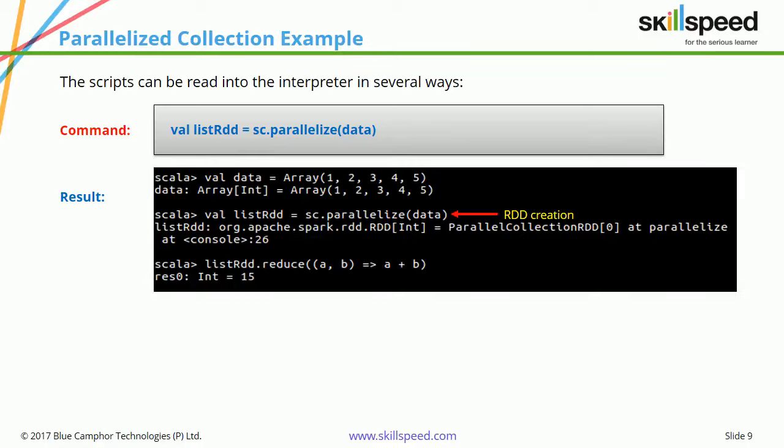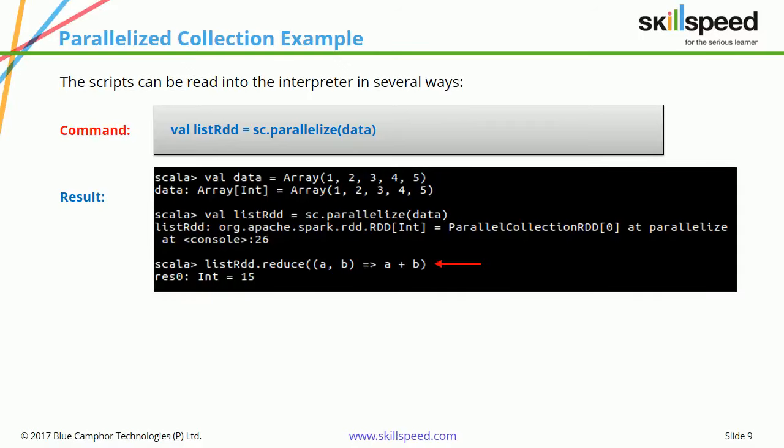Note here that sc is your Spark context, and this is by default available in the REPL. Parallelize is the built-in method. So in the Spark context, we are using the parallelize method on the data collection, and as you can see, it immediately creates an RDD. Here you can see listRDD is org.apache.spark.rdd.RDD.